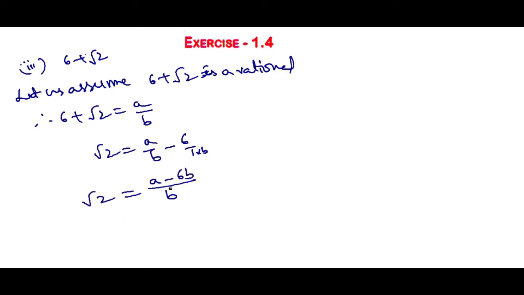Now what we are getting here: a and b are both integers and b is not equal to 0, so this whole term will become a rational number. If it is a rational number, then what will become now? Root 2 is also a rational number, but what is root 2?